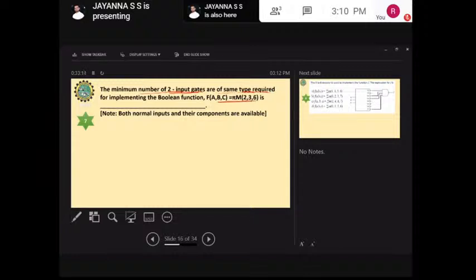So in order to reduce that, I'm going to apply a K-map. Since it has three variables, I'm going to apply a three variable K-map. For that, I'm going to take A here. This one will be DC.